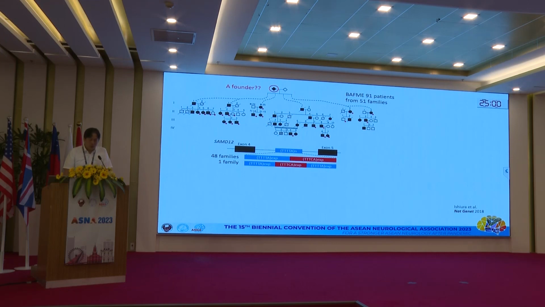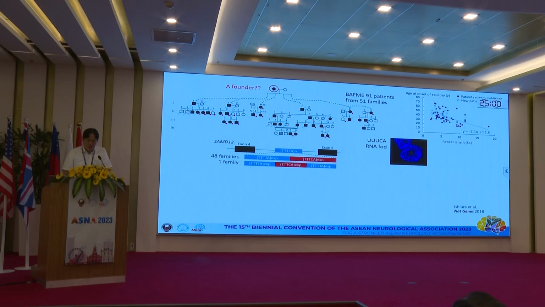where a short TTTA repeat is present in normal populations. This repeat is present in introns, so usually we think that it is transcribed to RNA, but not into proteins. We performed an RNA FISH study using autopsied brain, and we can see RNA foci containing UUUCA repeat transcribed from the TTTCA repeat. The repeat length is inversely correlated with age at onset.